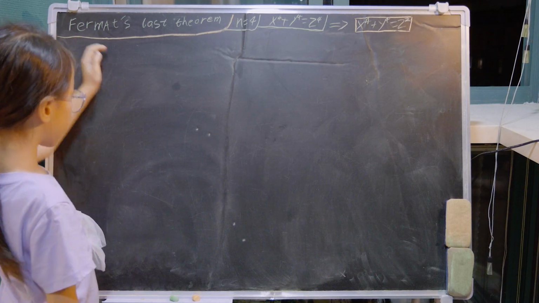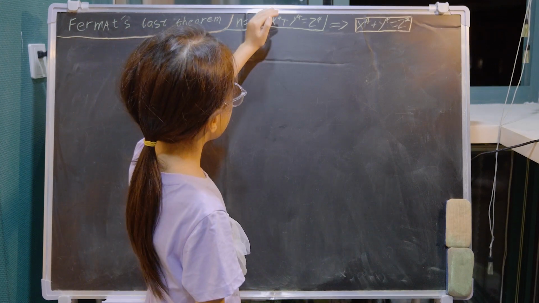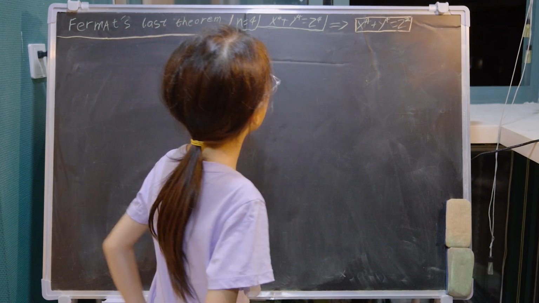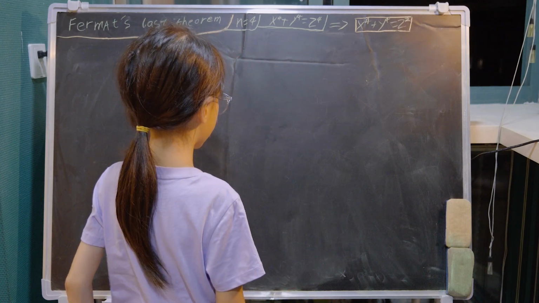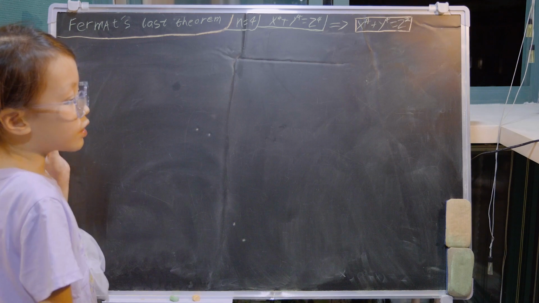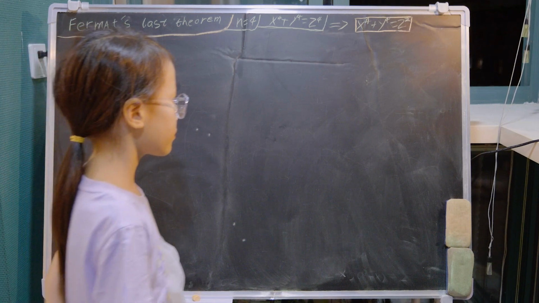Today let's prove Fermat's Last Theorem when n equals 4, that is x to the 4 plus y to the 4 equals z to the 4, where x, y, z need to be all natural numbers. I learned another two methods to prove it.